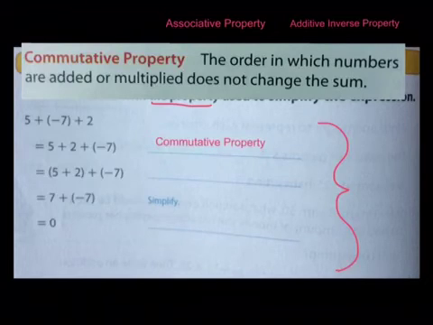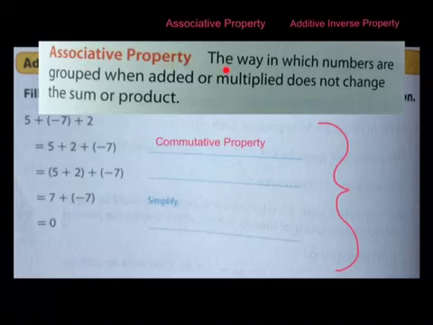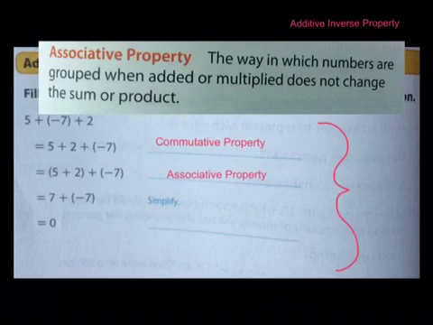What does associative property mean? Let's review. Associative property, the way in which numbers are grouped when added or multiplied does not change the sum or product. So the way they're grouped. Here, let's say we group the 5 plus 2 is 7 plus negative 7 is still 0. But what if I group the 2 and the 7 together? So I have 2 minus 7, which would be negative 5. And then I add the 5 later on. Again, it doesn't matter if I put a parentheses around these two, or if I put a parentheses around these two, it doesn't matter how it's grouped. So the second one is associative property.